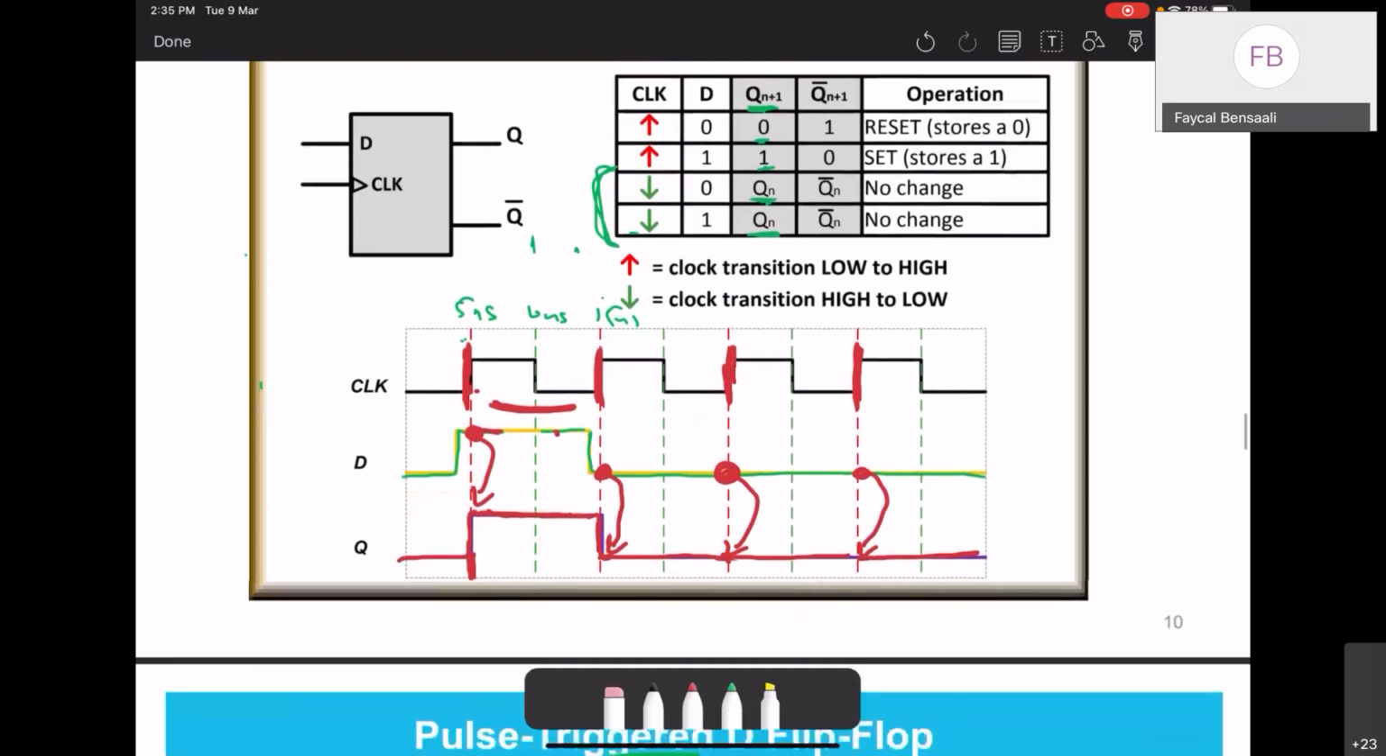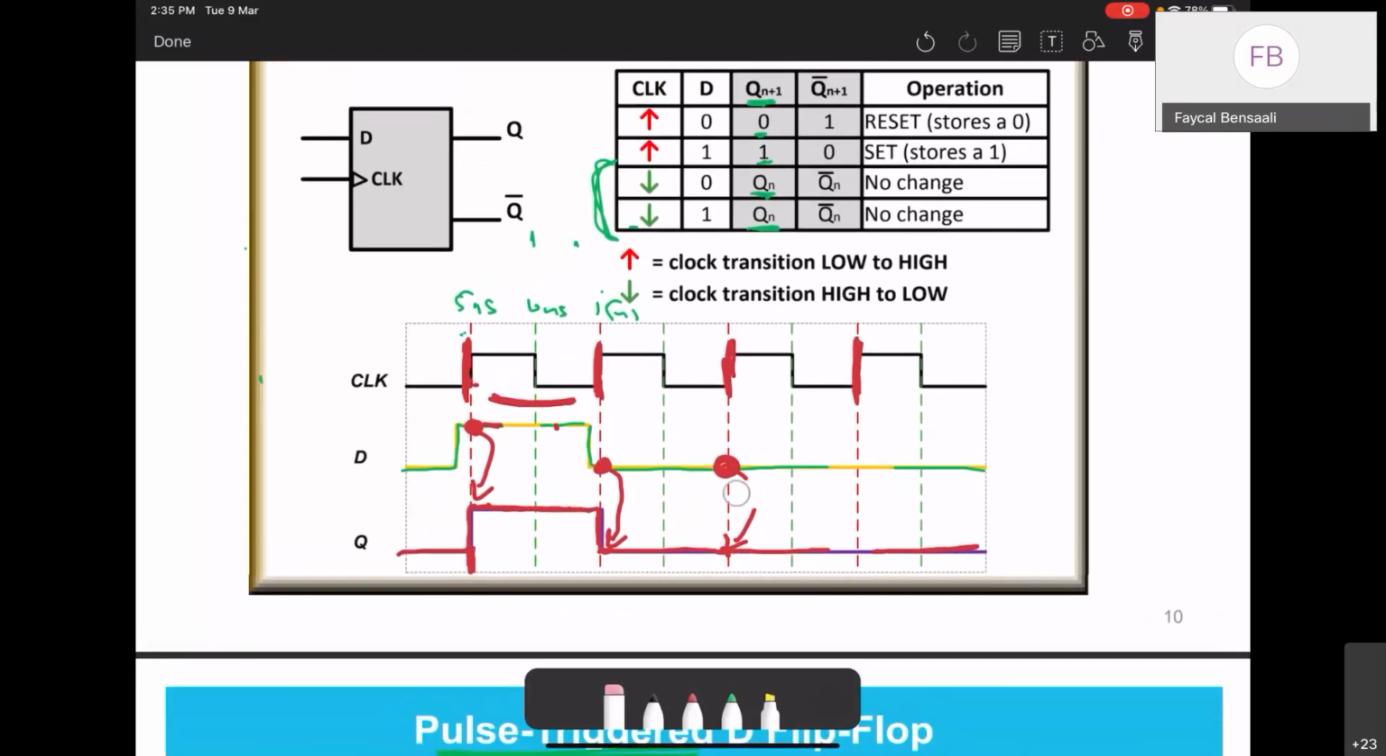So let's say I give you another scenario here. Let's say that this D has changed here, like that. Let's say that this is my input D. It was like that. It was 0, then 1, then 0, then 1, and so on.